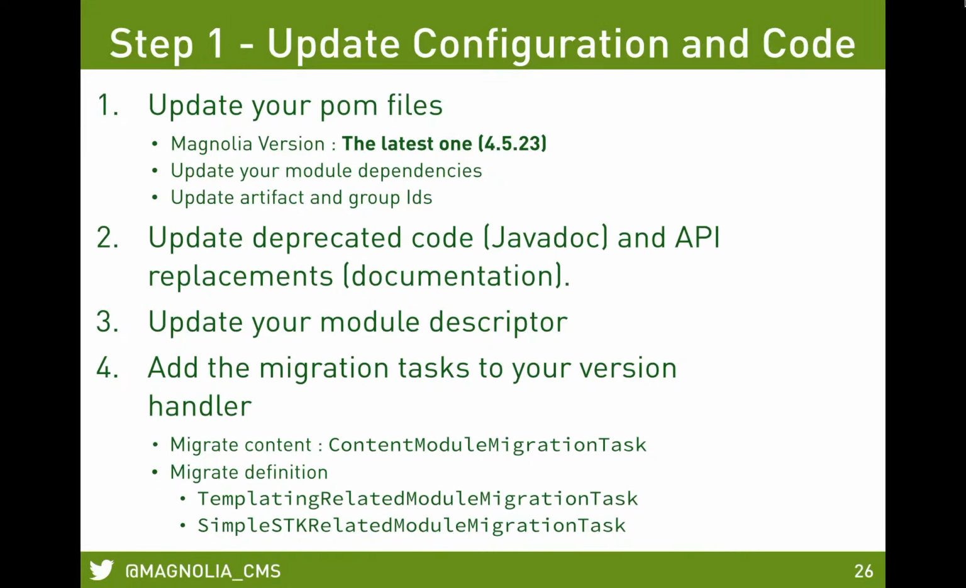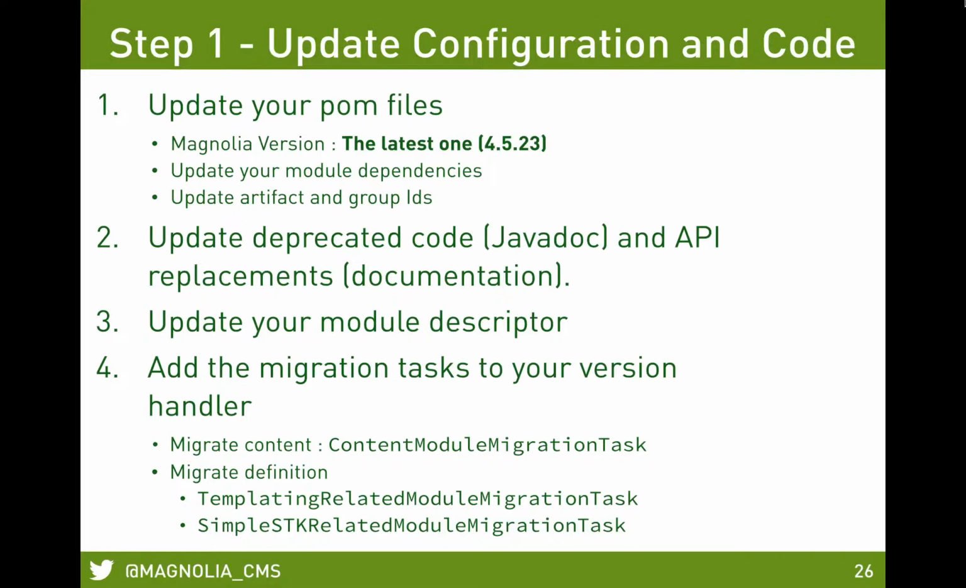Now, here are the details regarding the changes that you have to do in the configuration. First, you have to update all your POM files to specify the correct Magnolia version, and to update as well some module dependencies and some artifact and group identifiers. This is clearly explained in the documentation, which artifacts, which group ID, and which version you have to use.